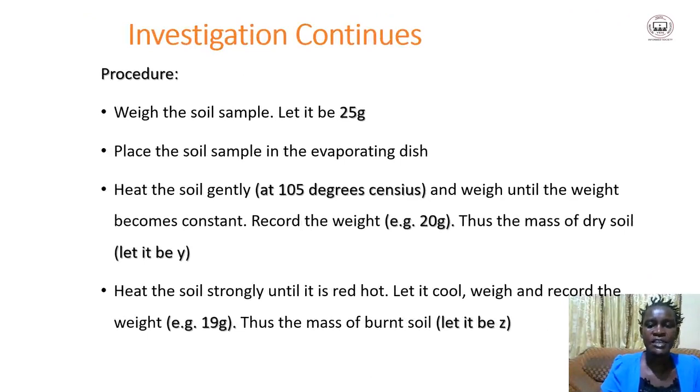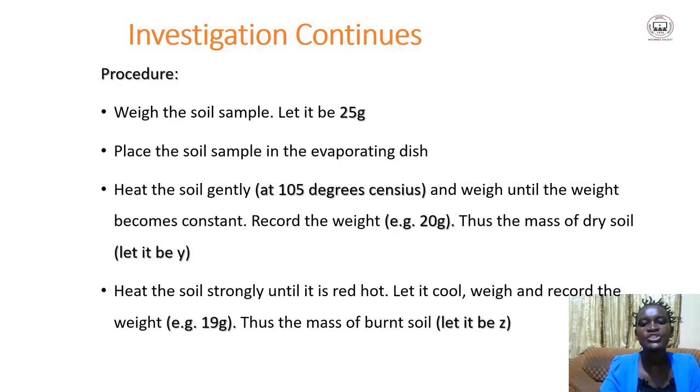Here's the procedure which we can follow in order for us to find out if really in the soil there's some organic matter. So you weigh the soil sample. Let the soil sample be 25 grams. Then you place that weighed soil sample in the evaporating dish. Definitely this evaporating dish should be put on any source of heat.